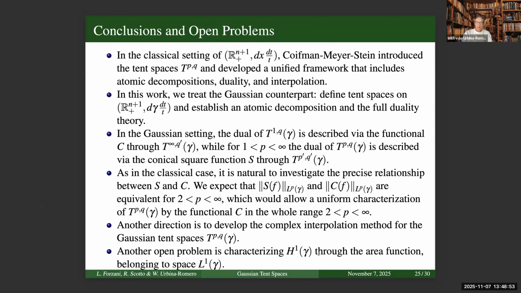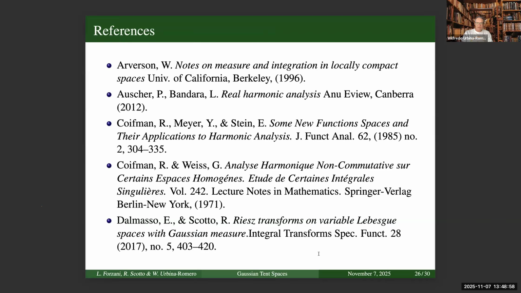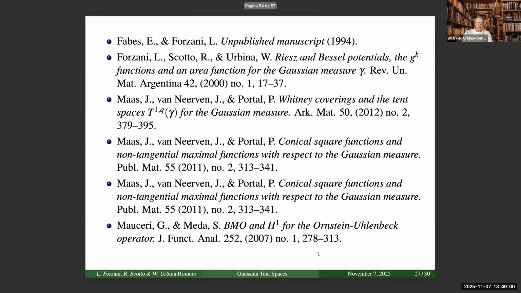Okay, so these are the references, and this is the paper in which we study the cone and the area function, that was 25 years ago. I cannot believe it. This is the paper by Mauceri, Van Neerven, and Portal. They have two, one for the Whitney covering, and the other one is for the tent space. This is the one. Oh no, this one. Sorry.